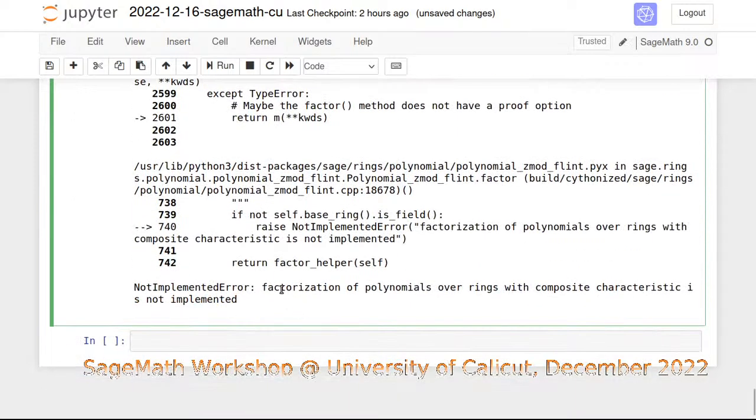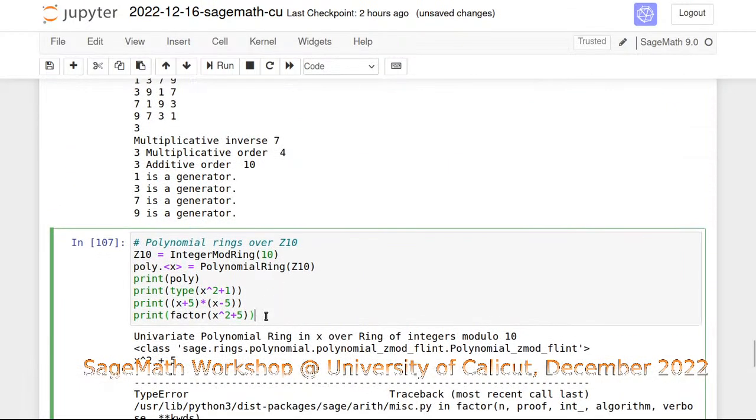Factorization of polynomials over rings with composite characteristic is not allowed. So composite characteristic, prime characteristic only is allowed. This is not implemented. You will see a not implemented error.